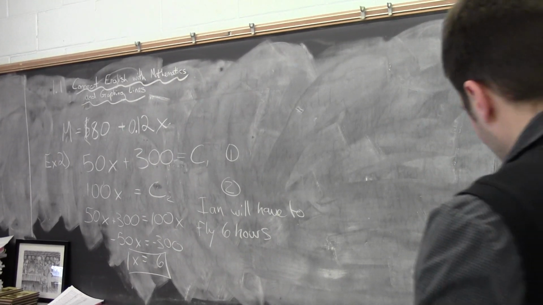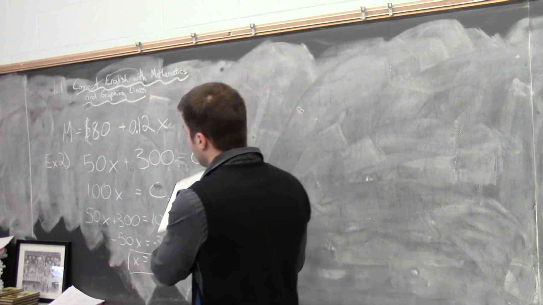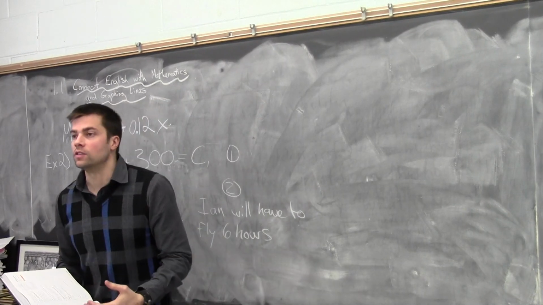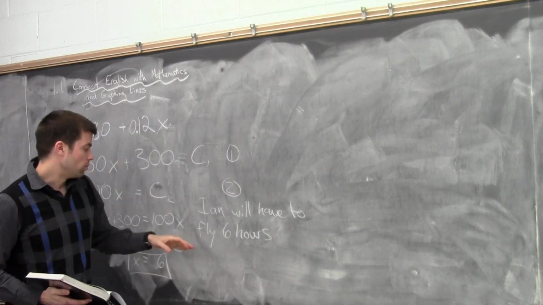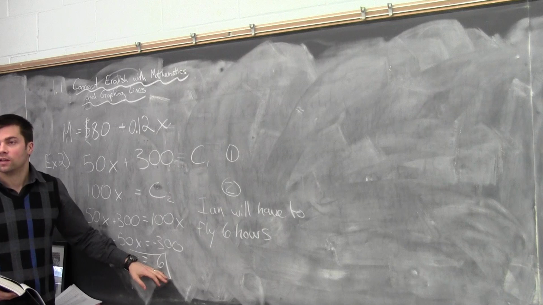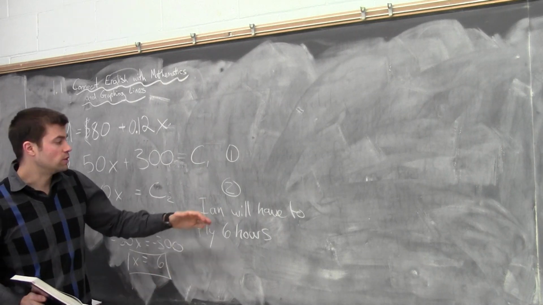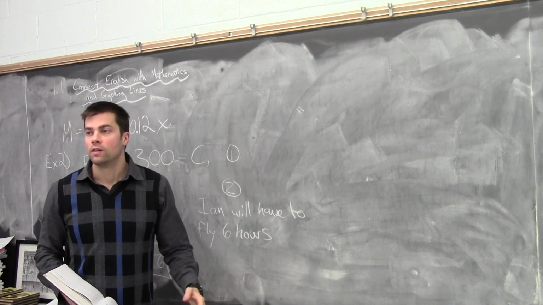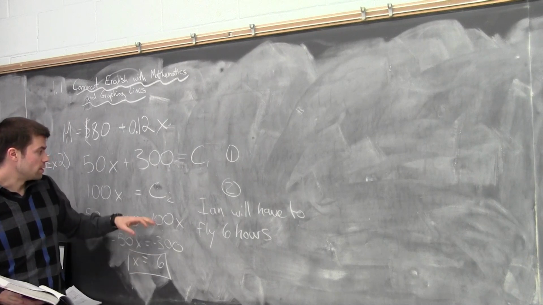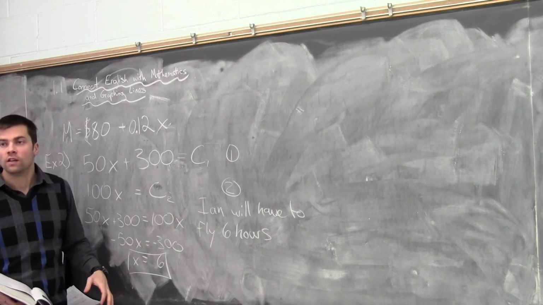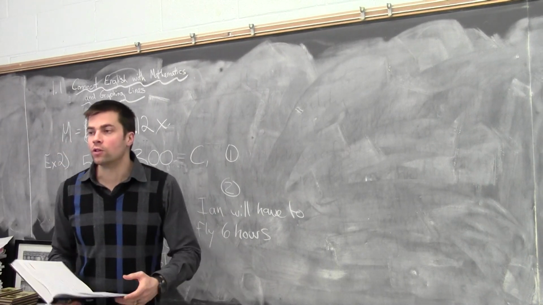Okay, so we had two equations. We figured out that the costs are the same when we use 6 hours as the amount of flying time. So my question was, which equation is better between the two? And somebody said the first one, and someone also said the second one. So it would be your choice, right?